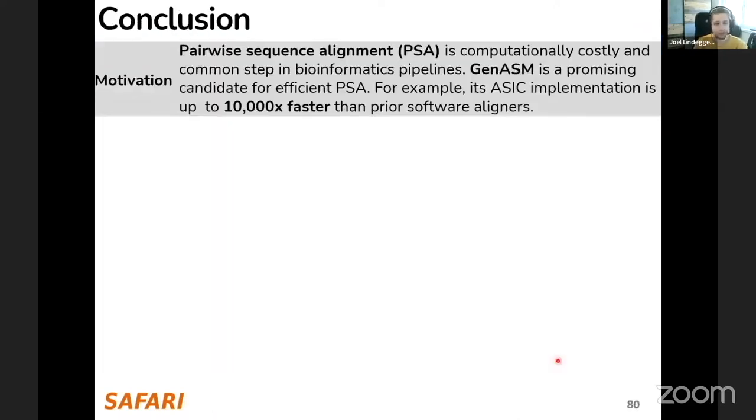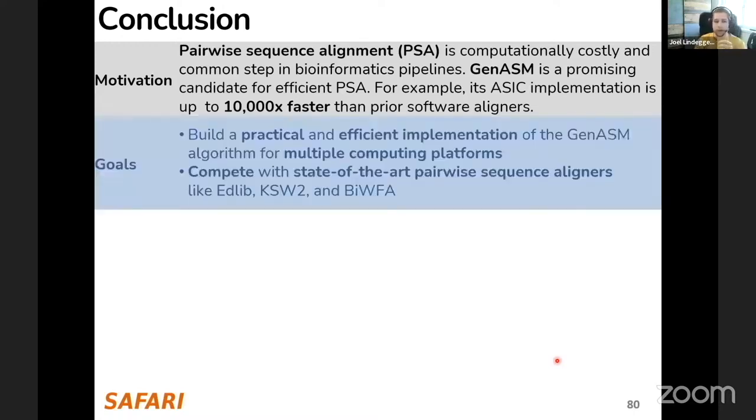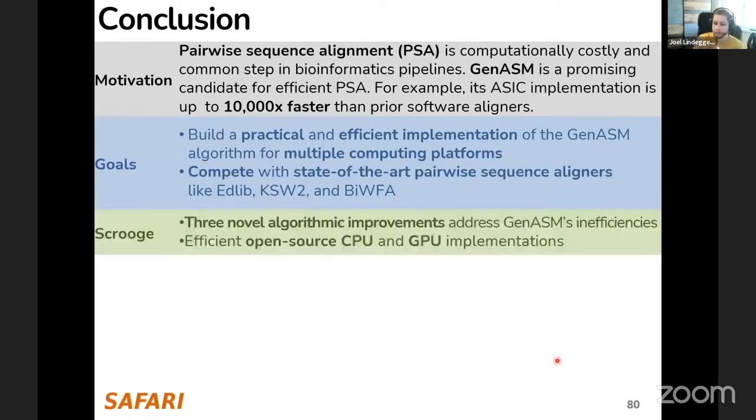So let me conclude by saying, okay, pairwise sequence alignment is computationally costly and a common step in bioinformatics pipelines. Genome is this prior work, and it's a really promising algorithm for efficient pairwise sequence alignment. Our goal was to build a practical and efficient implementation of Genome algorithm for multiple computing platforms and compete with state-of-the-art pairwise sequence aligners. To this end, we proposed Scrooge, which includes 3 novel algorithmic improvements on top of Genome, which addresses some of its inefficiencies, and we introduce efficient open source CPU and GPU implementations of the improved algorithm.